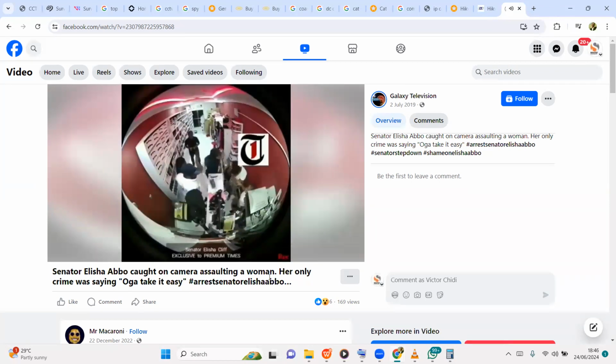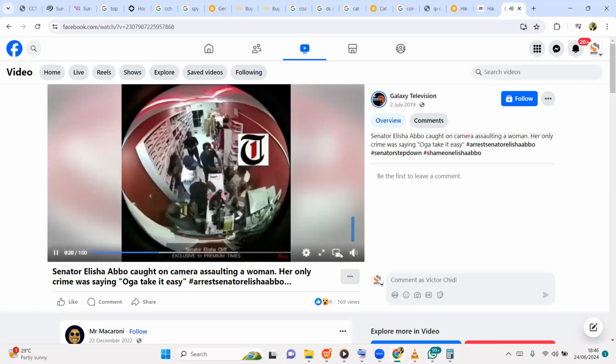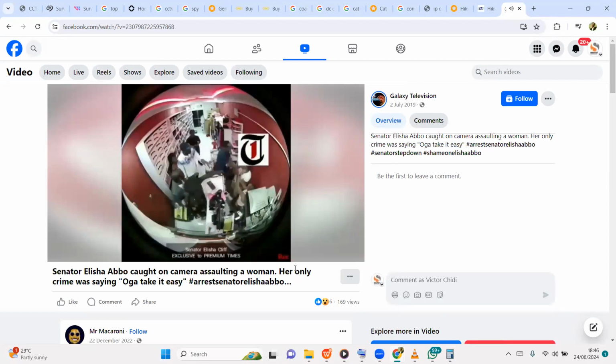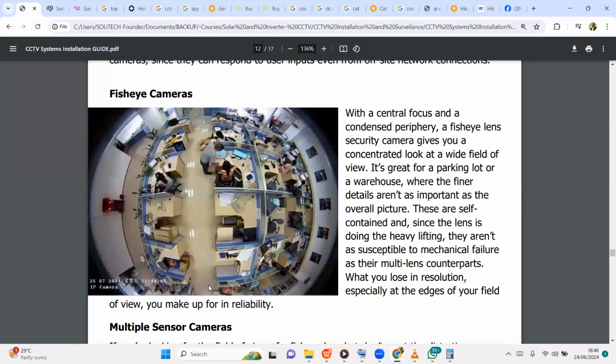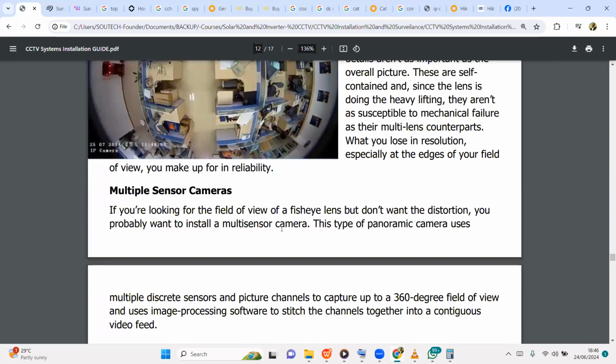So you see this particular person assaulted this woman. So I don't know many of us that can remember this story. So this was captured with a fisheye camera, right? So just on top, and you have something like this, right? They're not very pricey. They are very affordable. With less than 20,000 naira, you can have one, implement, and do remote monitoring on your phone, right? So that's what we call a fisheye camera.